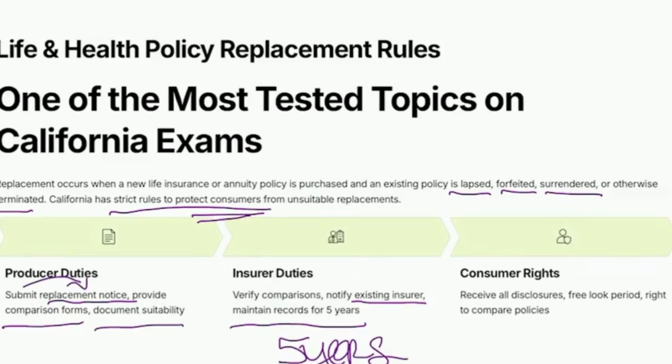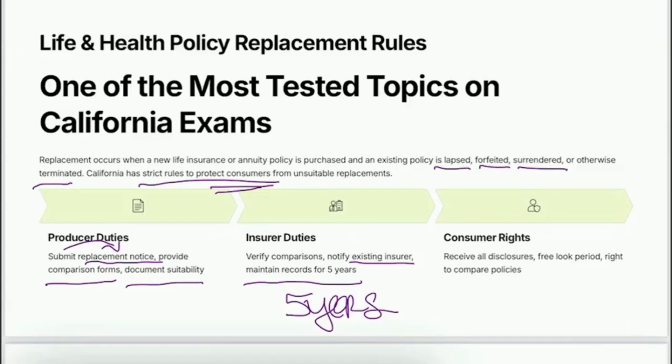And the consumer rights. The consumers have the right to receive all disclosures. They get a free look period and right to compare policies. Right? They have the right to look at what's going on. You need to give them all their disclosures, and they have a free look period, a time frame in which they can change their mind and get their money back.